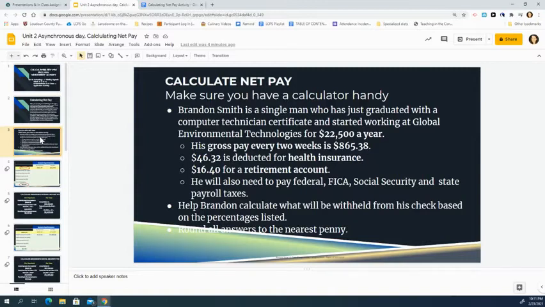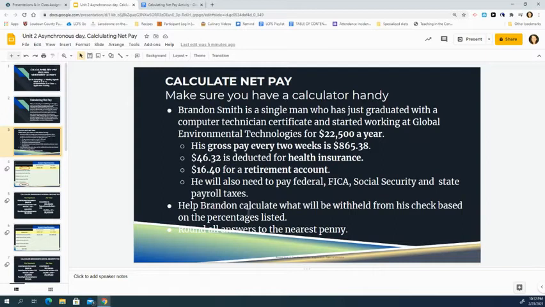You are going to be Brandon Smith. He is a single man who has just graduated with a computer technician certificate and started working at Global Environmental Technologies for $22,500 a year. His gross pay is $865.38 a week. He has $46.32 deducted for health insurance every 2 weeks, $16.40 for a retirement account every 2 weeks, and then he also needs to pay federal, FICA, Social Security, and state payroll taxes.